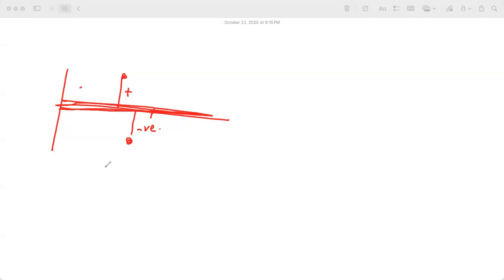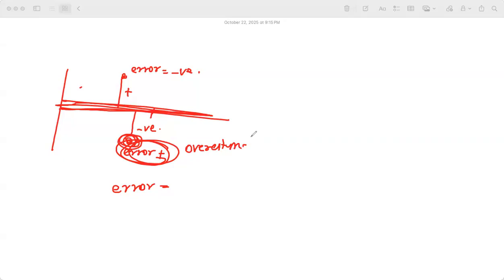Okay. Now, error is the opposite sign of the residual. You got it? So, error in this case is positive. Error in this case is negative. Did you get it? Yeah. Now, this was the point. So, error has a positive value. So, it's an overestimate. Make sense? Yeah.